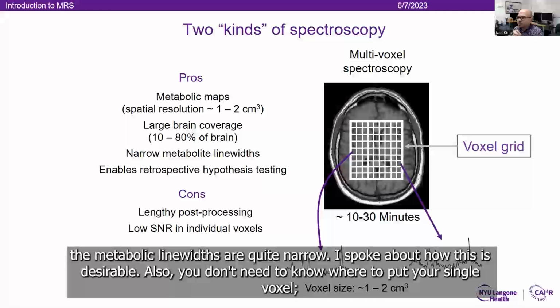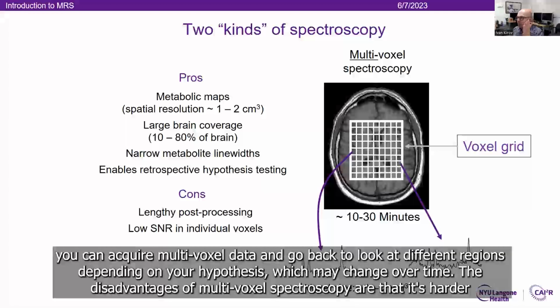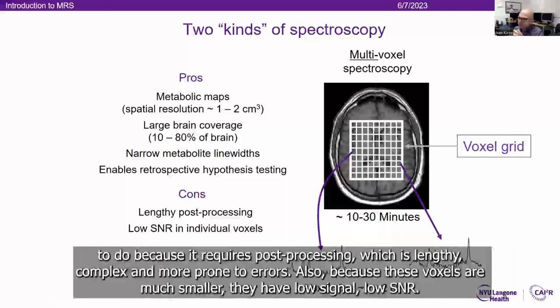Also, you don't need to know where to put your single voxel. You can acquire multi-voxel data and go back to look at different regions depending on your hypothesis, which may change over time. The disadvantages of multi-voxel spectroscopy is that it's harder to do because it requires post-processing, which is lengthy, complex, and more prone to errors. Also, because these voxels are much smaller, they have low signal, low SNR.